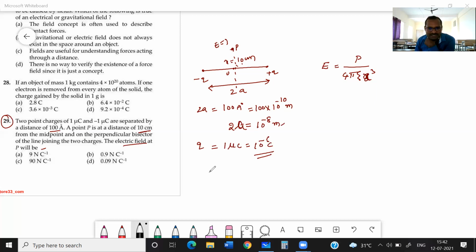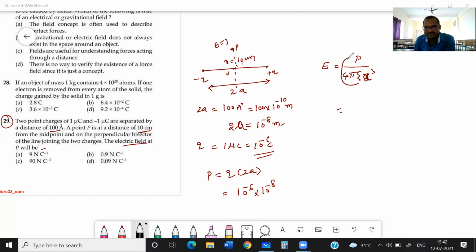What is P? P is nothing but Q into length of the dipole. So Q value is 10 to the power of minus 6 into length of the dipole is 10 to the power of minus 8. Clear? Let us substitute those values here.